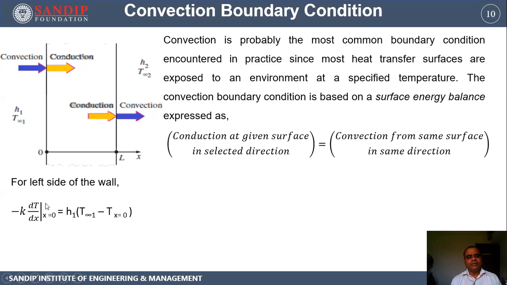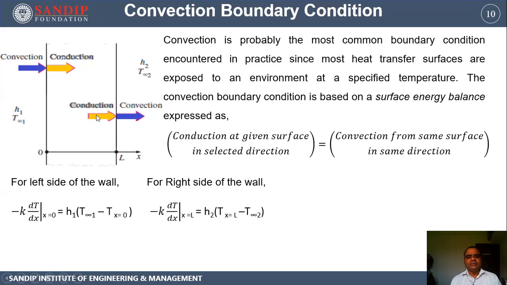So this is how we can specify the temperature or the specified condition for the left side. Similarly on the right side, the rate of conduction, that is minus k dT by dx at x equal to L, is equal to the heat transfer coefficient on this side, h2, times the temperature difference: temperature at x equal to L minus T infinity 2.